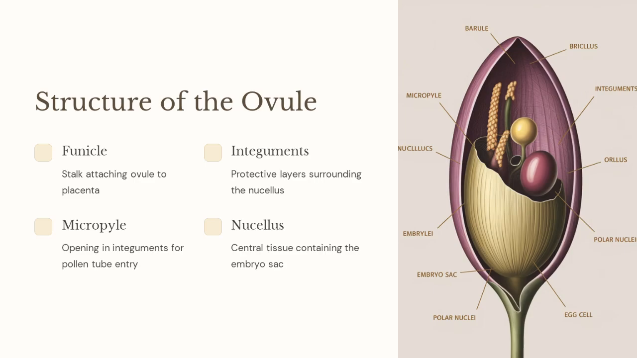The ovule is a complex structure consisting of several parts. The funicle attaches the ovule to the placenta. The integuments are protective layers surrounding the nucellus, which contains the embryo sac. The micropyle is an opening in the integuments for pollen tube entry.